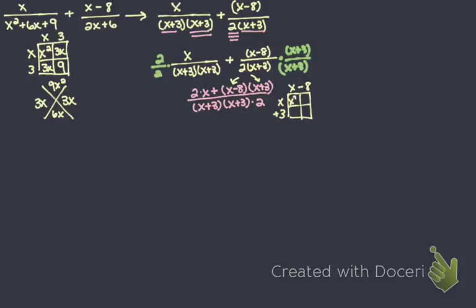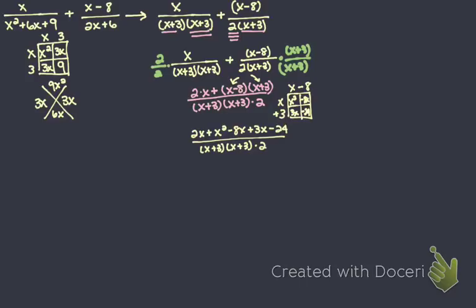So x times x is x squared, negative 8 times x is negative 8x, x times 3 is 3x, and negative 8 times 3 is negative 24. That means that my numerator now becomes 2 times x, which is 2x, plus x squared, minus 8x, plus 3x, minus 24. And then I'm going to leave my denominator in factored form as x plus 3 times x plus 3 times 2. I'm going to continue simplifying this now.